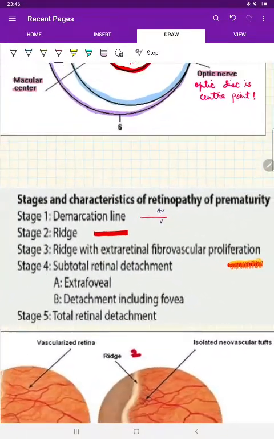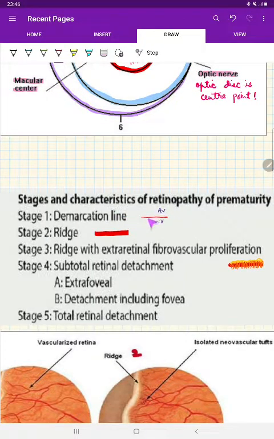Stages is very simple. I said there will be a demarcation line. That means in retinopathy of prematurity there is an avascular retina and a vascular retina. This is marked by a line called the demarcation line. This is stage 1. This line will thicken. This thickening line will then have proliferation. This proliferation has a fibrous band. The fibrous band will contract and cause retinal detachment. This is the sequence.